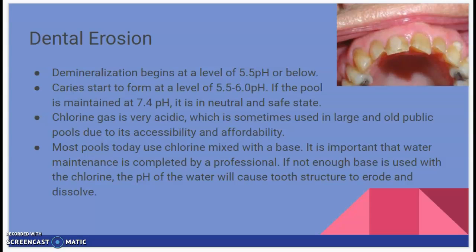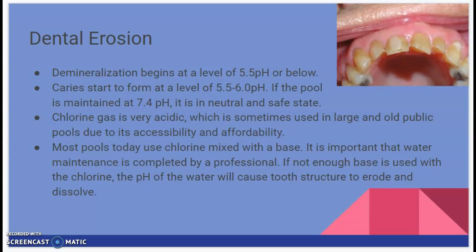Dental erosion can occur. Demineralization begins at a level of 5.5 pH or below, and caries can start to form at a level of 6 or 5.5 pH. If the pool is maintained at a level of 7.4 pH, then it is in a neutral and safe state.